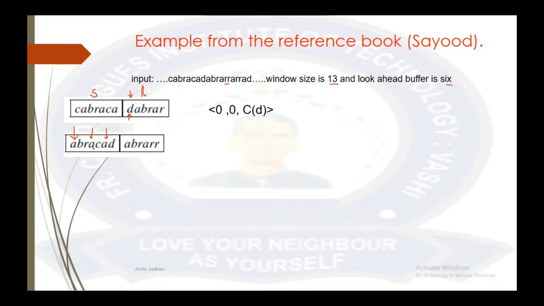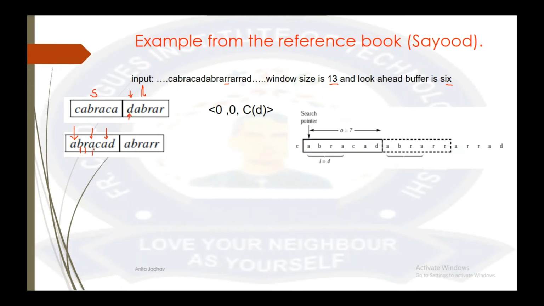So AB is not there, AB is not, yes, AB is there. And then count how many alphabets are matching. So B is there, R is there, and A is there. That means the number of matches will be 4. See here. So offset is 7, but the number of matches is 4. And then you will be sending the code word for R, because after the match, R is the character which follows. So you have 7, 4, code of R.